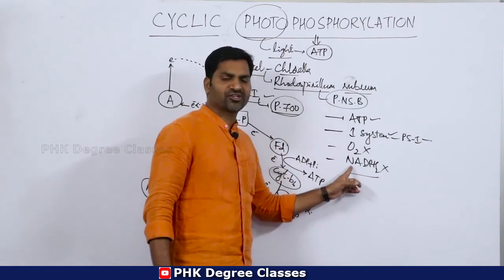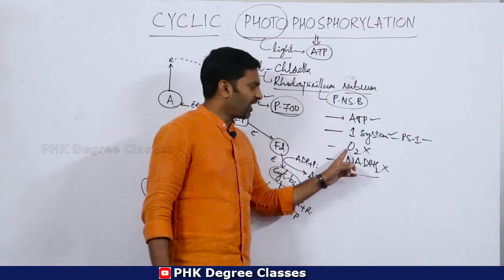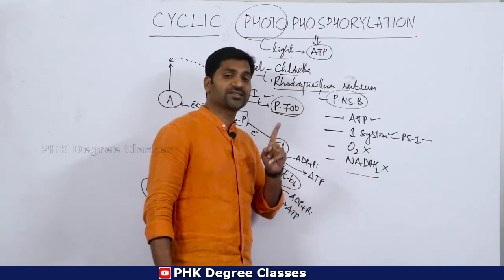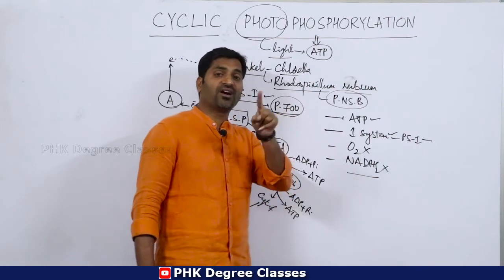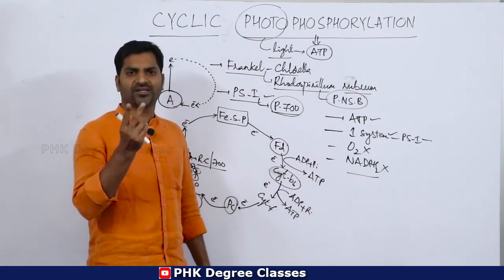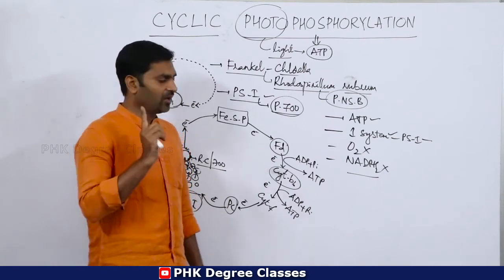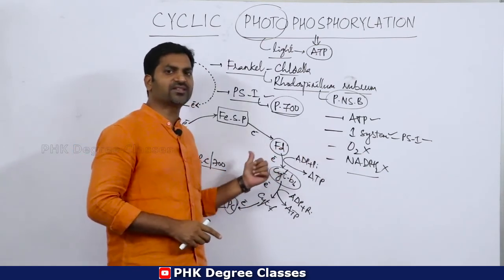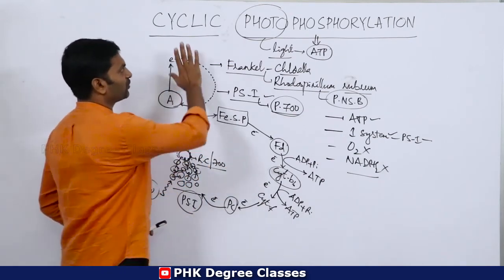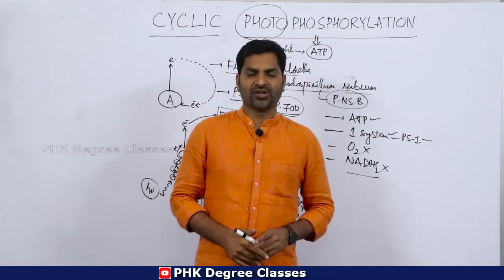There is no formation of NADPH2 and no formation of oxygen, and only one system is involved, whereas in non-cyclic photophosphorylation two systems are involved. PS1 and PS2 both are involved in non-cyclic. Only PS1 is involved in cyclic photophosphorylation. Clear? So this is all about cyclic photophosphorylation.